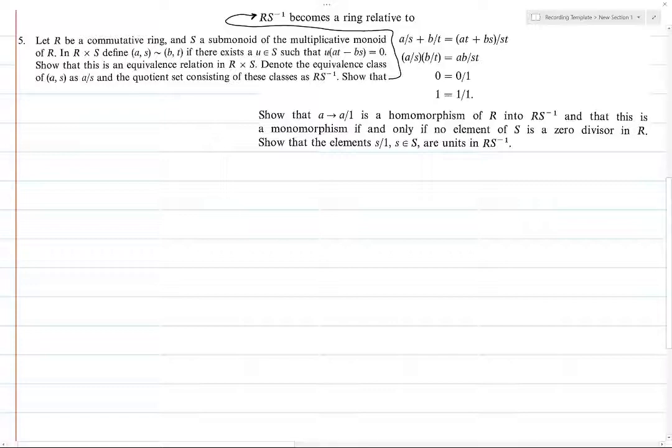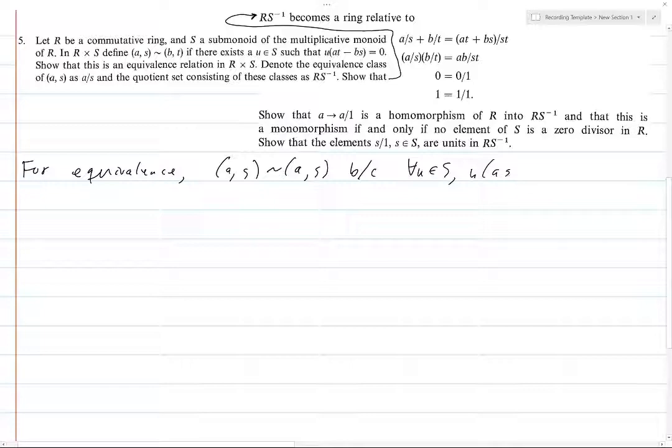So for equivalence, first we have to show this is an equivalence relation. AS is equivalent to AS because for all U and S, U times (AS minus AS) equals U times 0 equals 0. So in particular, there is some U in S which satisfies this, and that's what it means for these to be equivalent.